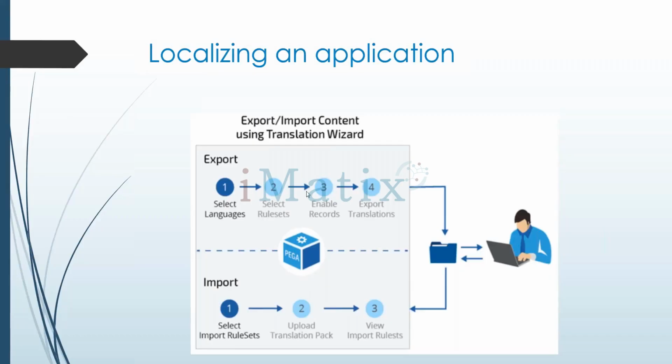First, you find out what the entities are. You can select what language you would like to localize your application in. Then you can select the appropriate rulesets. Then what records are you looking for localizing? And then you export all this into a folder.